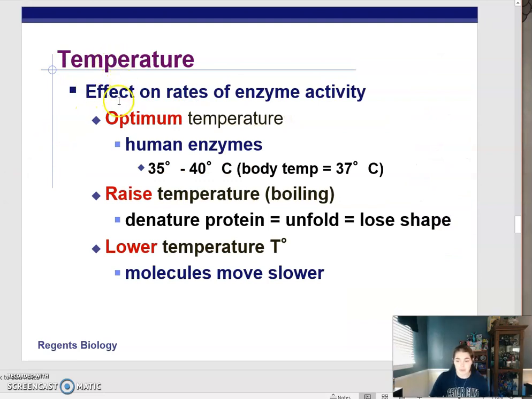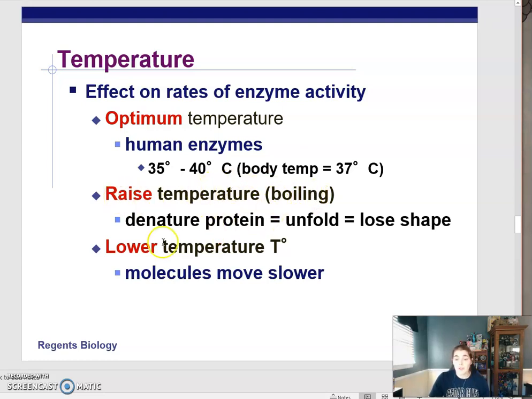So temperature in particular, there's an optimum temperature, optimum meaning preferred. So for human enzymes, it's our average body temperature. If your body gets too hot, your proteins can start melting. So an extremely high fever is dangerous because the proteins of your brain, your muscles, can literally start breaking down. So that's why anything over like 106, you go to the hospital for.